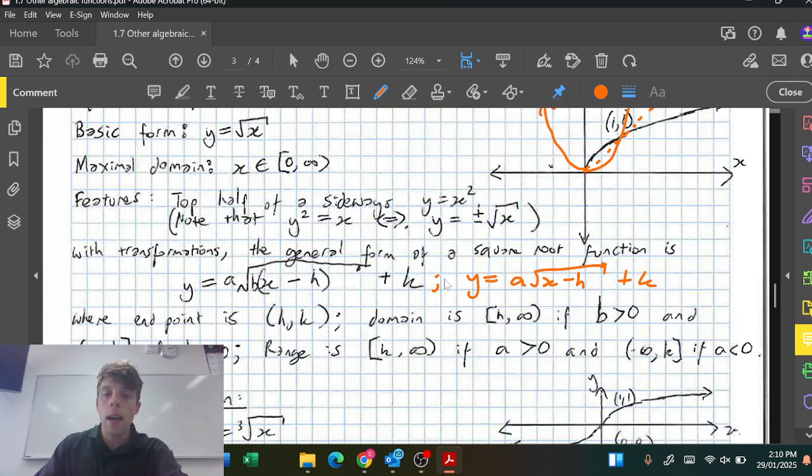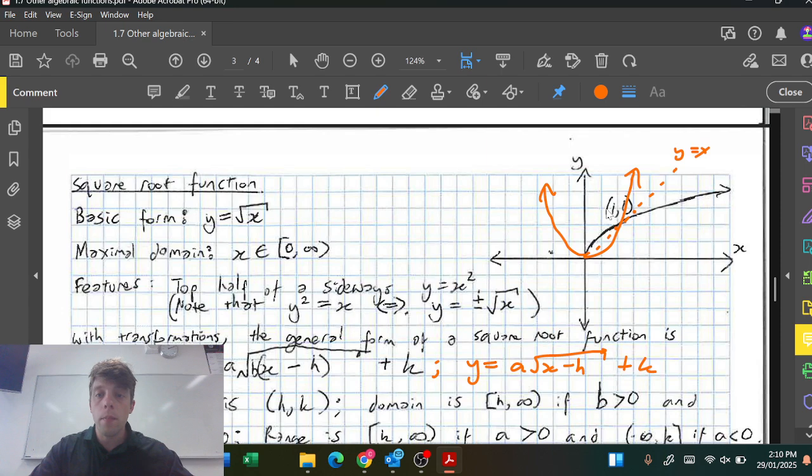The domain is h to infinity, so from here upwards. So you can see for this initial one here, the maximal domain was from 0 to infinity. If I put in, say, x equals -1, I have the square root of a negative. So we can't have square roots of negative numbers over here. And of course, this number out here, if there is a number underneath the square root sign, it needs to be greater than 0. Otherwise, we're going to have a reflection. It might be interesting for you to play around with that.